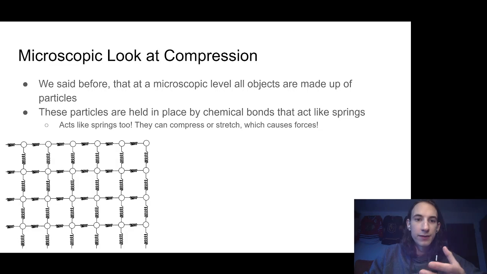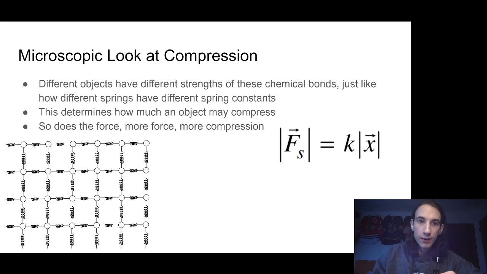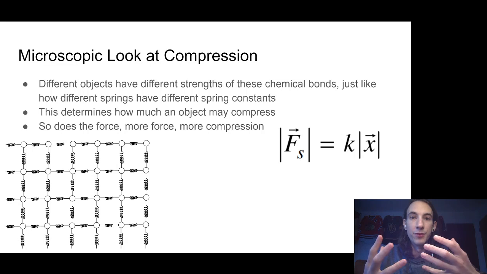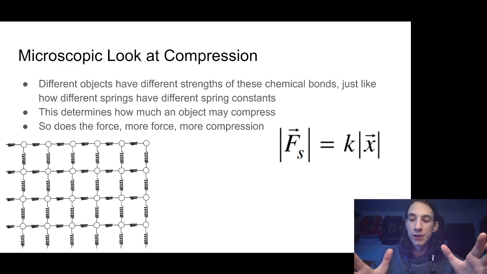And if we think about this in a collision, we can think about different objects having different strengths to these chemical bonds, just like how different springs have different spring constants. Some springs are easier to compress, some springs are harder to compress. So if we have a more rigid material, these chemical bonds are going to be harder to compress. Or if we have a more flowing material, something that's a little bit looser, those bonds are going to be a little bit weaker and they're going to be able to compress more. So the microscopic properties are going to determine how much an object can compress.